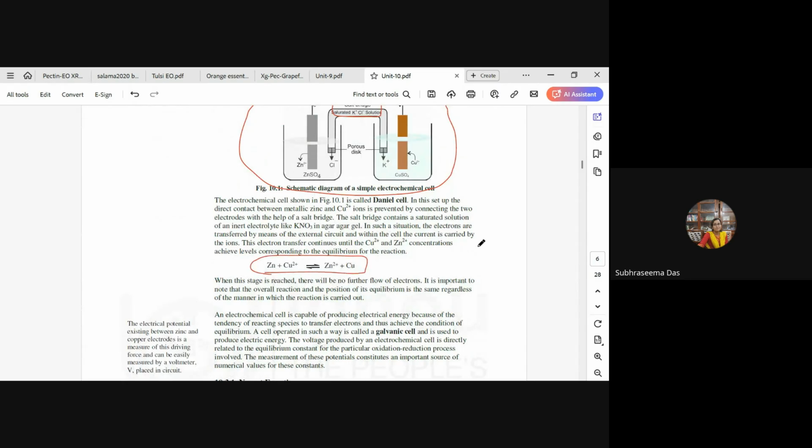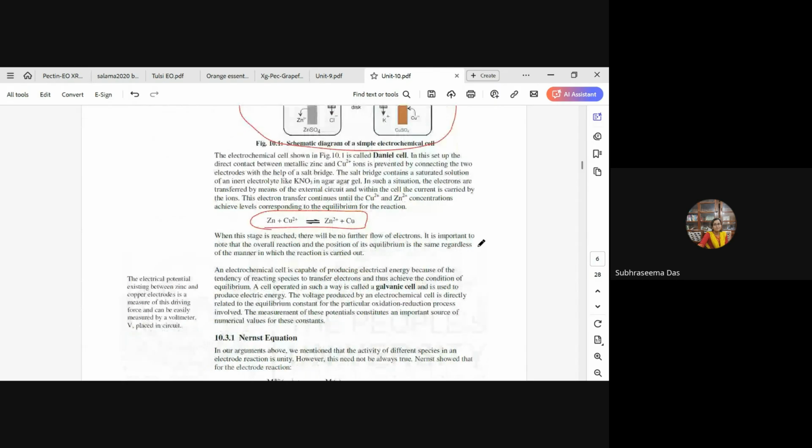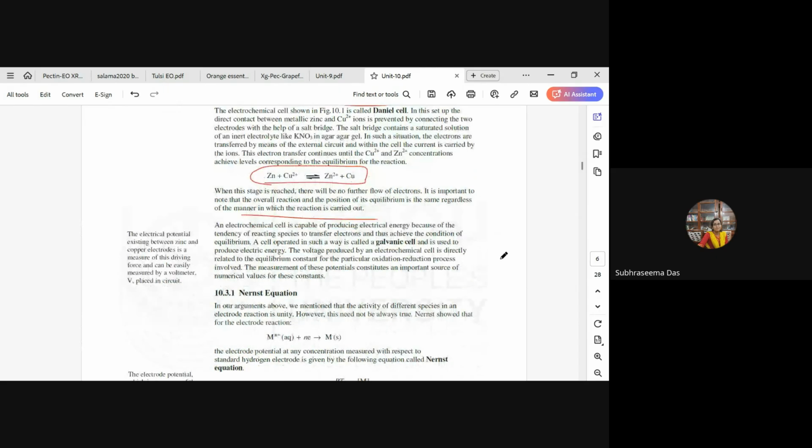The electron transfer continues, and the overall reaction for the Daniell cell is given here. When equilibrium is reached, there will be no flow of electrons. It is important that the overall reaction and the position of the equilibrium remain the same regardless of the manner in which the reaction is carried out. An electrochemical cell produces electrical energy because of the transfer of the reacting species and their tendency to achieve equilibrium among themselves. Such a cell is called a galvanic cell and it is used to produce electrical energy.